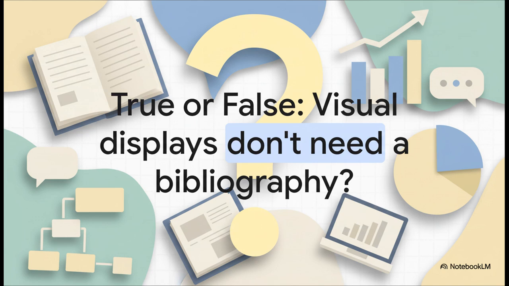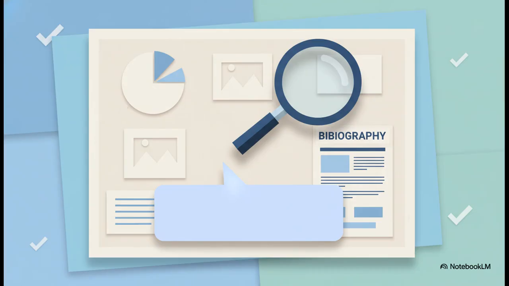Okay, next one. True or false? If a visual display is chosen to present research, a bibliography is not necessary. Think back to that science fair poster example. Did it need a bibliography? That is definitely false. Remember the golden rule we talked about? It doesn't matter what format you use, a paper, a poster, a speech, you always have to include a bibliography. You have to cite your sources, every single time.